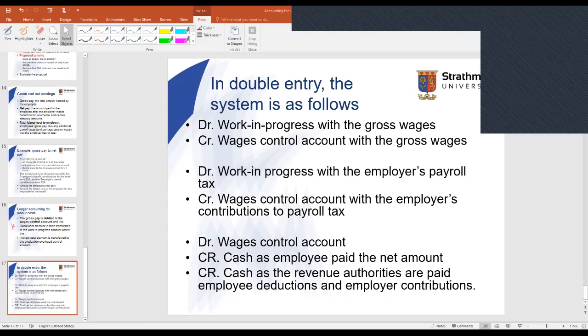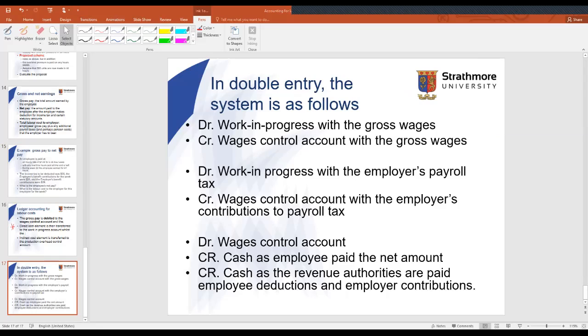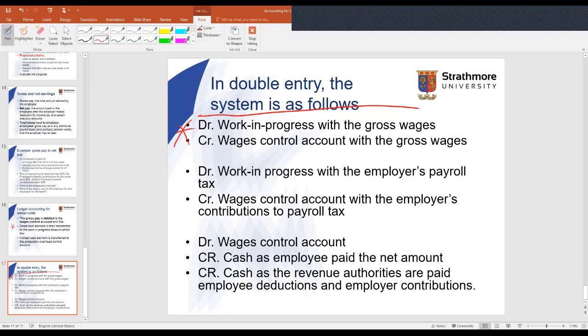Production overhead account, work in progress account entries, the wage control account entries. And don't forget, this entry here, ignore it for now. Let me just rub it off actually. It goes against what we just discussed, because you're going to be debiting the work in progress account with the gross pay. So let me get this out.